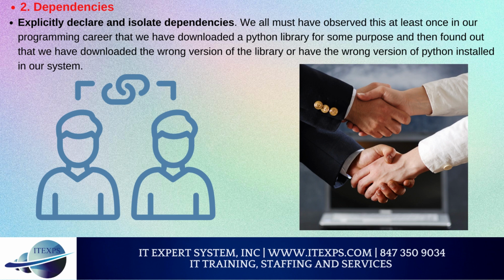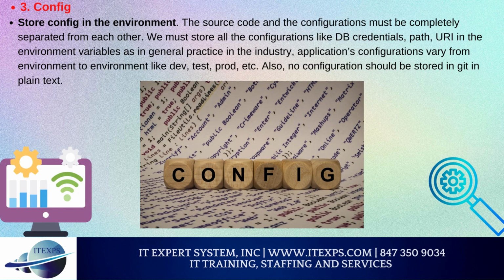3. Config. Store config in the environment. The source code and the configurations must be completely separated from each other. We must store all the configurations like DB credentials, path, URI and the environment variables as in general practice in the industry. Application configurations vary from environment to environment like dev, test, prod, etc.